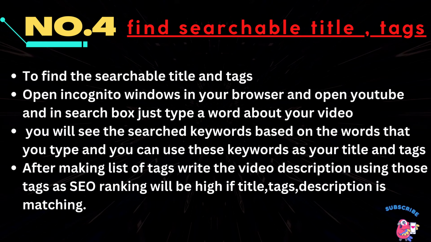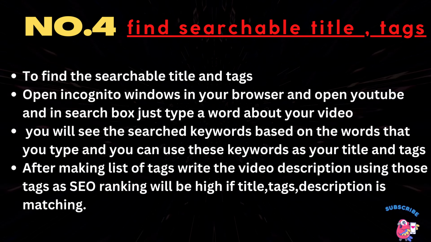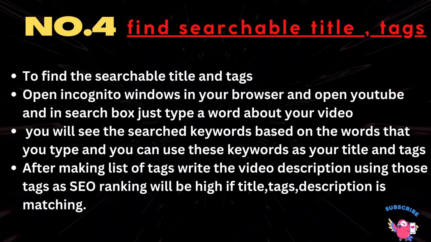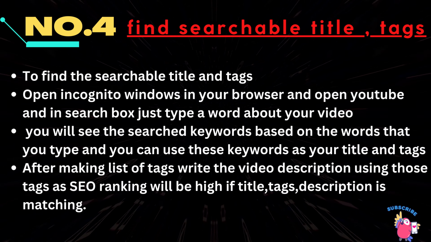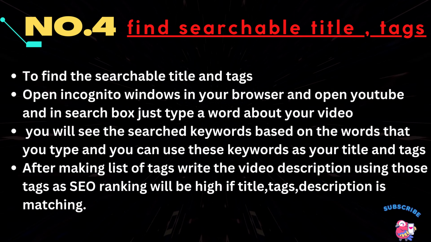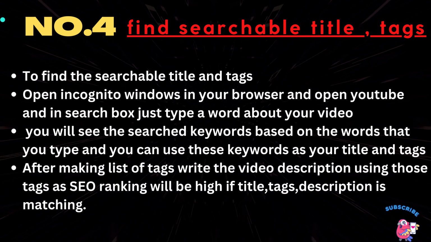To find the searchable title and tags, open an incognito window in your browser and open YouTube. And in the search box, just type a word about your video. You will see the searched keywords based on the words that you type. And you can use these keywords as your title and tags.